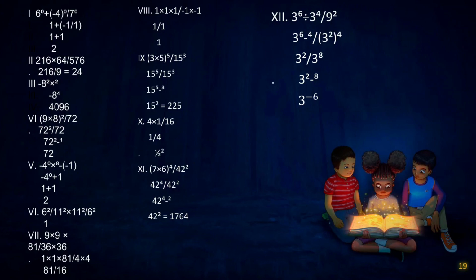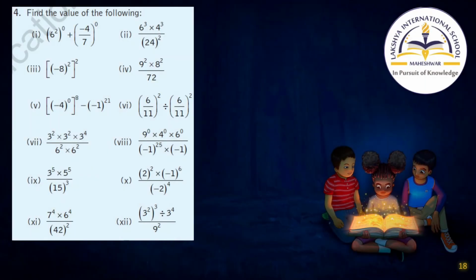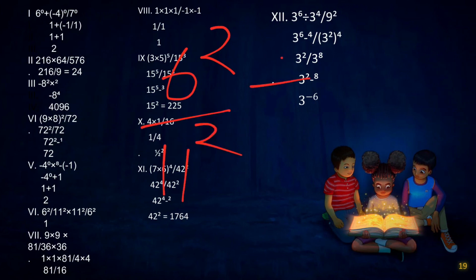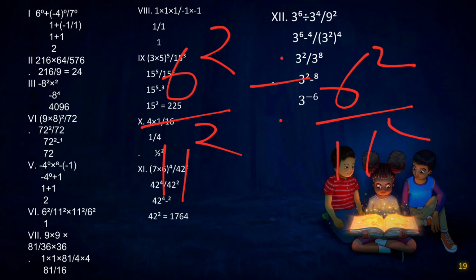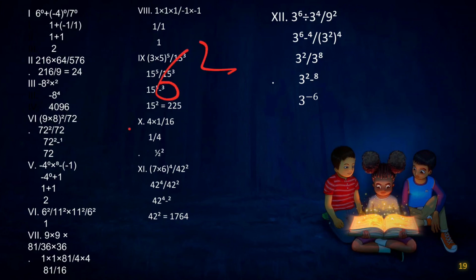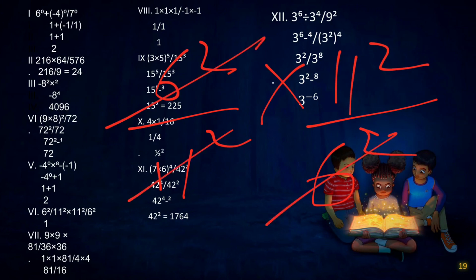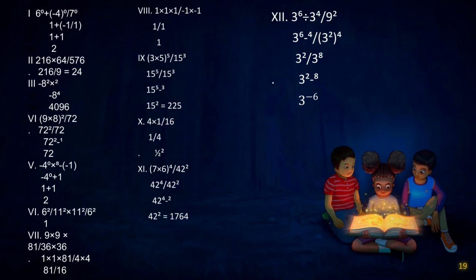Now we will see question number 6. What is the question? 7 by 11 whole square divided by 7 by 11 whole square. Sorry, 6 by 11. So we have to write 6 square by 11 square divided by 6 square by 11 square. When we multiply here, we get 6 square by 11 square multiplied by 11 square by 6 square. Now you can see all of them cancel, so 1 is our answer.